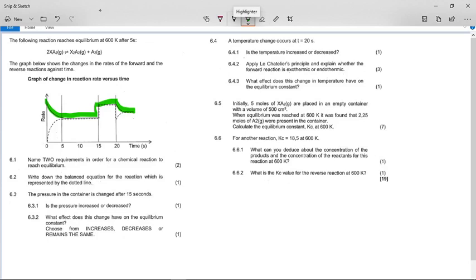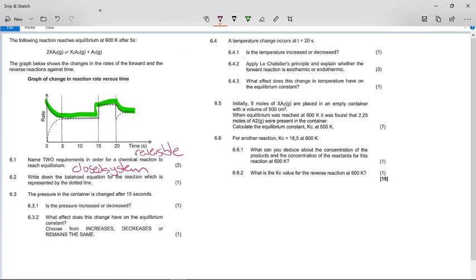Okay, so it says to you, name 2 requirements in order for a chemical reaction to reach equilibrium. So obviously it can only be in a closed or an isolated system. You can't get loss or gain of reactants or products, and you can't get loss or gain of heat. And then the other requirement for a chemical reaction to reach equilibrium is that it has to be a reversible reaction. If the reaction is not reversible, it won't reach equilibrium.